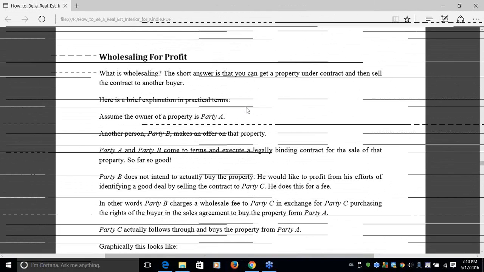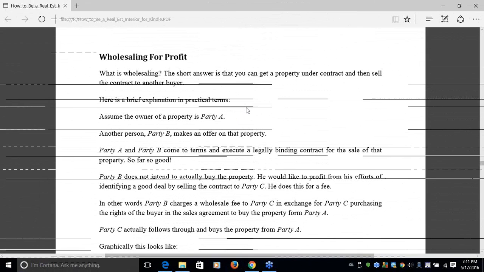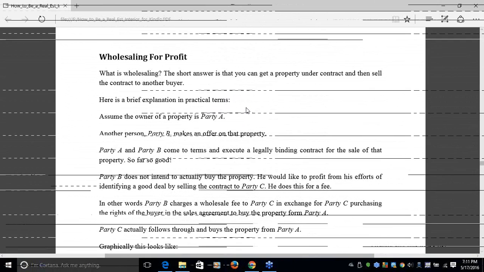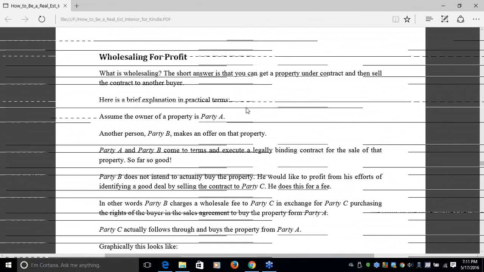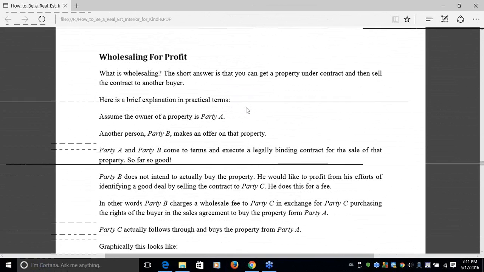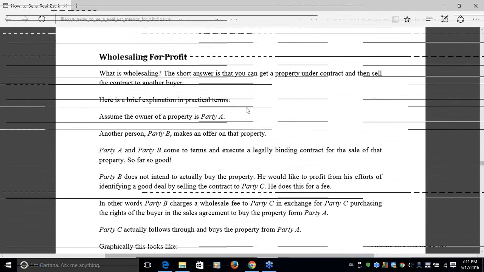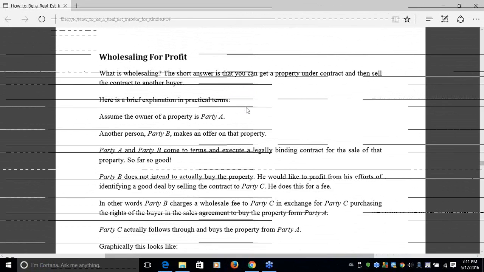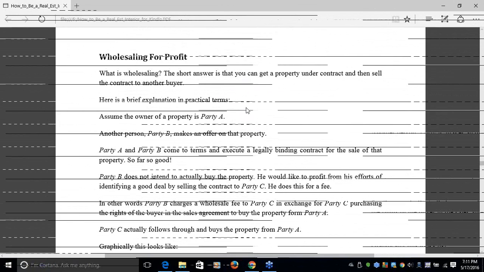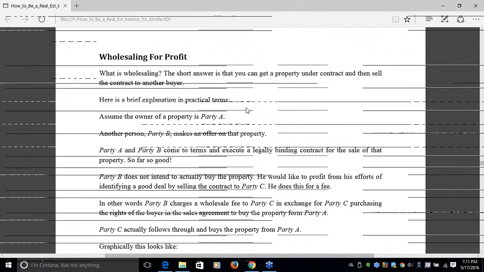Party B intends to sell the contract. It's basically an assignment. He's going to sell or assign the contract to a third party who we'll call Party C. So now what happens is Party A still wants to sell the property. It's still under contract. The difference now is Party B is selling the contract to Party C. And Party C is going to pay Party B a wholesale fee or an assignment fee for the privilege of taking over the contract to purchase the property from Party A.